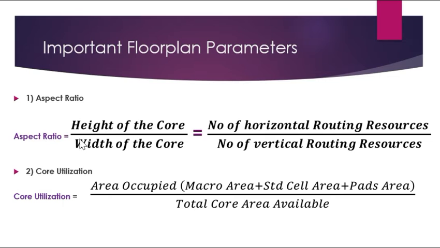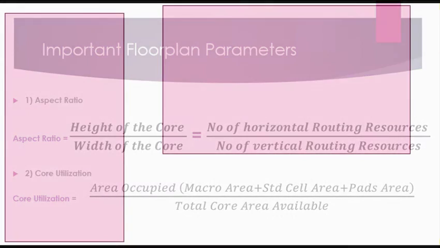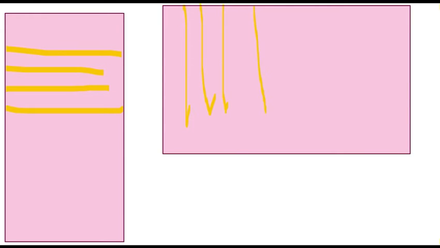Aspect ratio is basically height of the core by width of the core, which is also the number of horizontal routing resources by number of vertical routing resources. Now don't get confused on how height of the core represents horizontal routing resources and width of the core represents vertical routing resources. See, if height is more, the number of horizontal routing resources will be more, right? And similarly, if width is more, the number of vertical routing resources will be more, right? So that's why the height represents the horizontal routing resources and width represents the vertical routing resources.